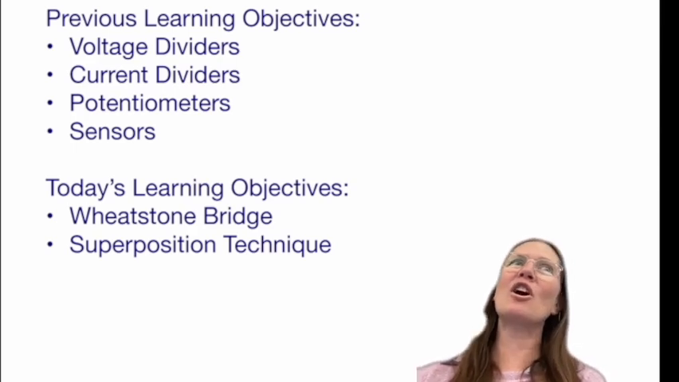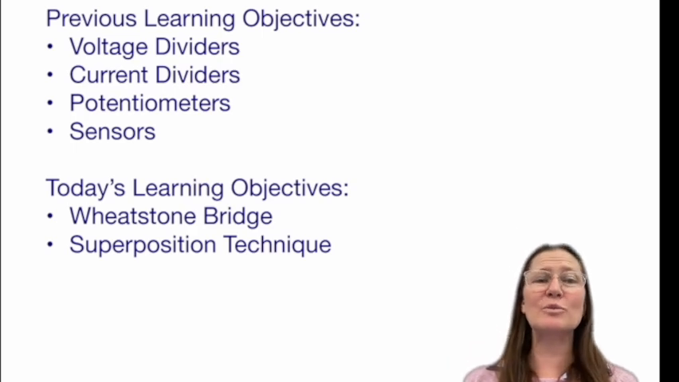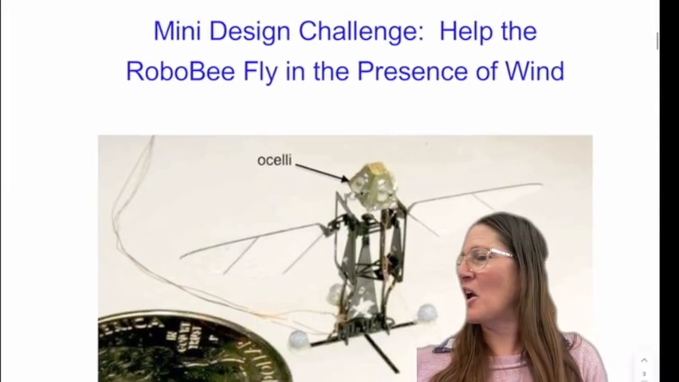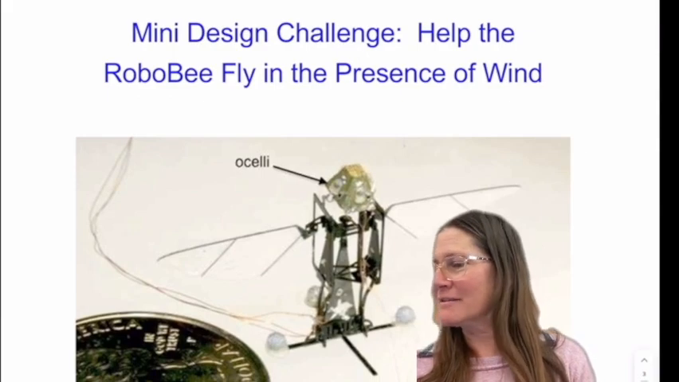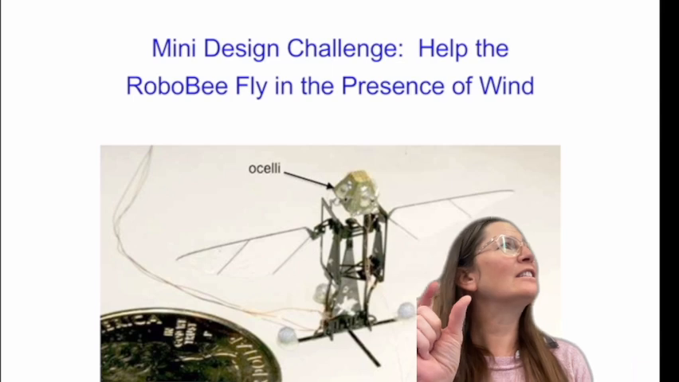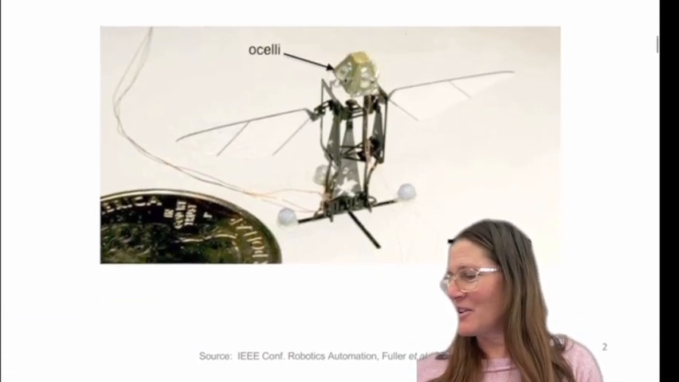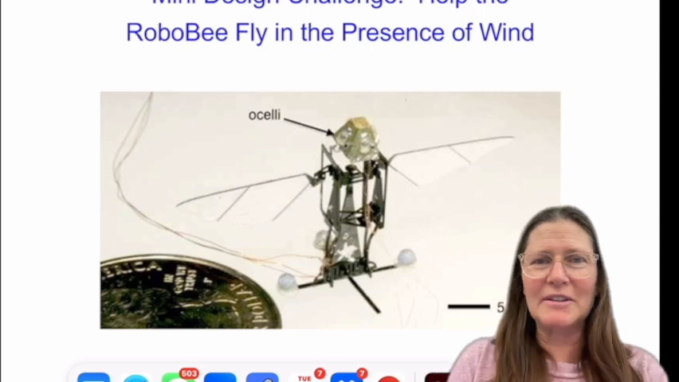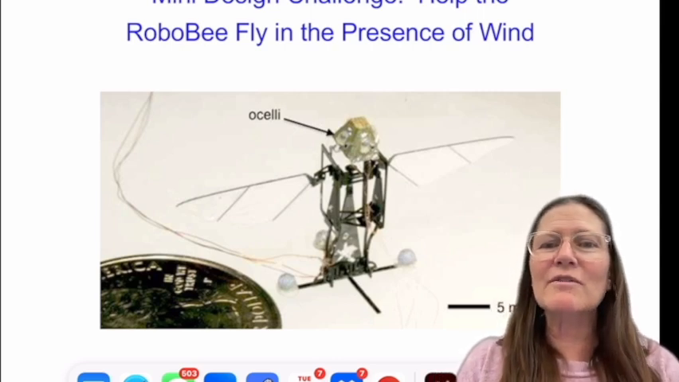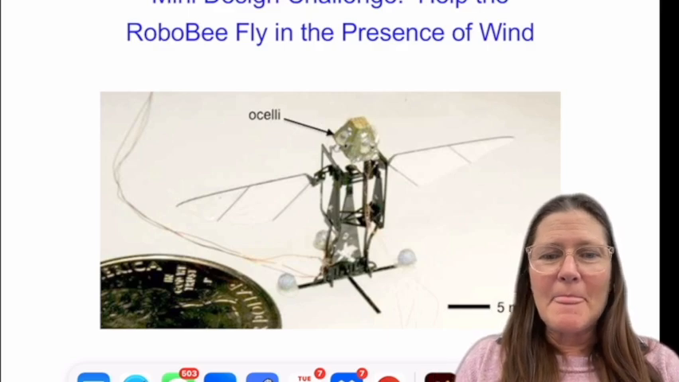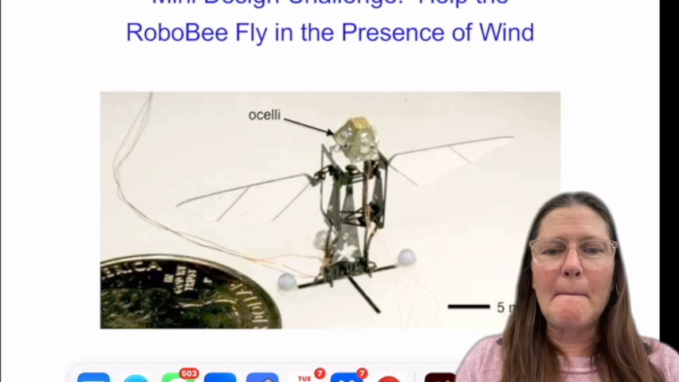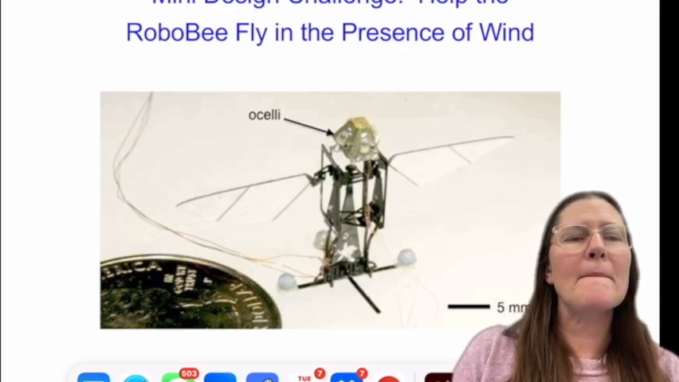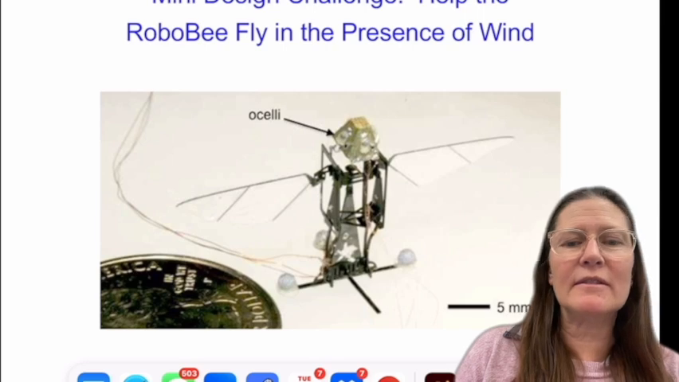Okay, so a very common circuit that you're going to see is called the Wheatstone bridge. And there is this Robo-Bee. It's a really cool little tiny robot. Oh, I thought I had the video of this. Okay, so we're going to skip over to the video. Okay, here's this.